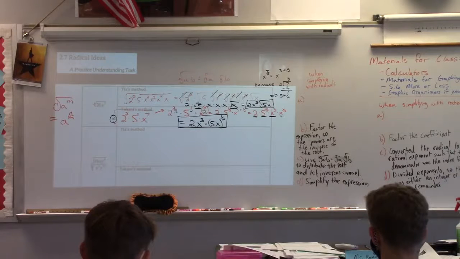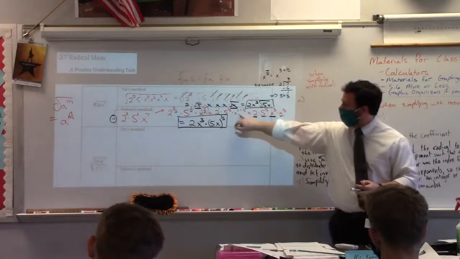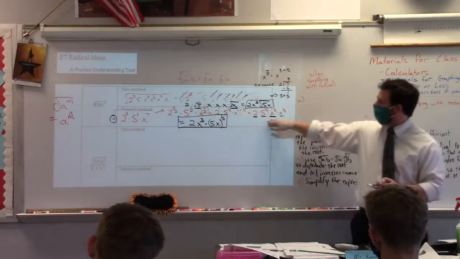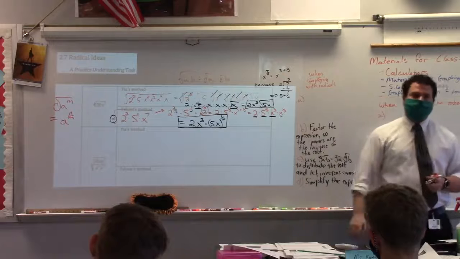The final step that we had there was that, well, actually, what did we do? Because this is critical for you to realize. How do we go to x to the 3 plus 1/2 to x cubed times x to the 1/2?